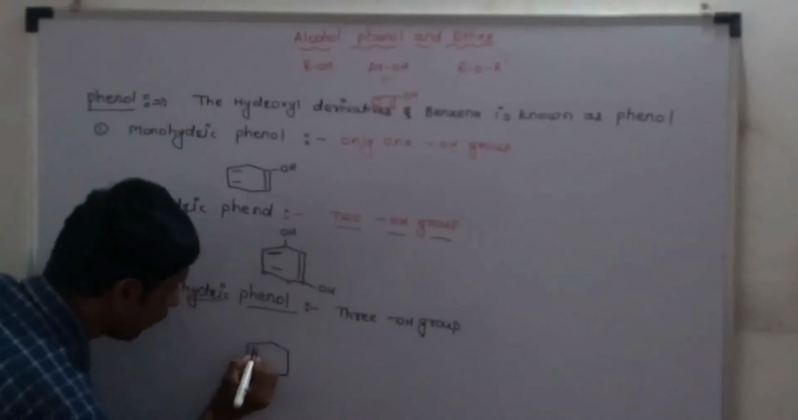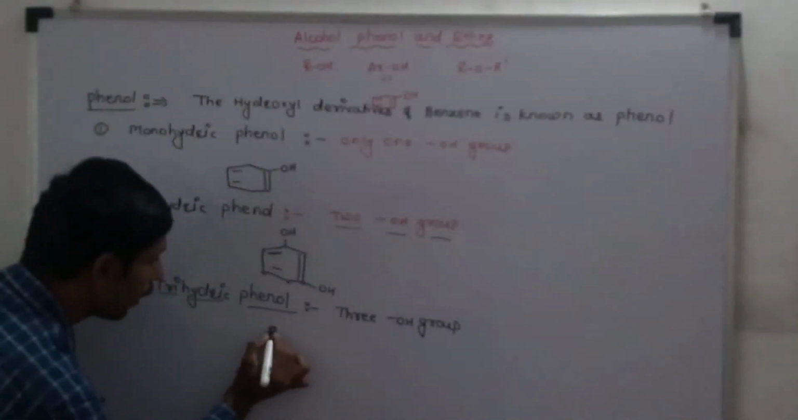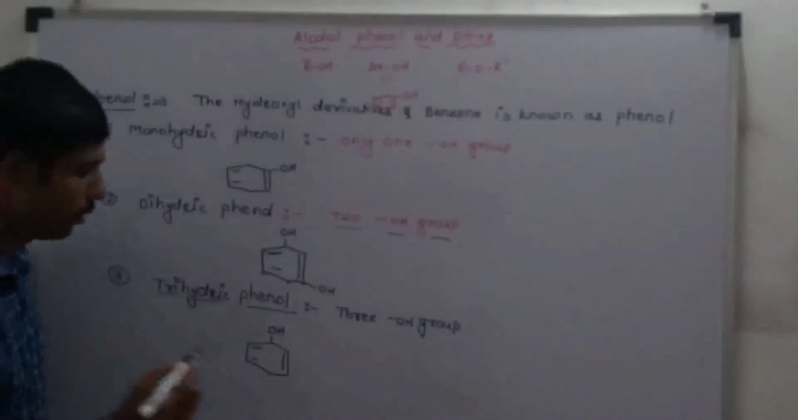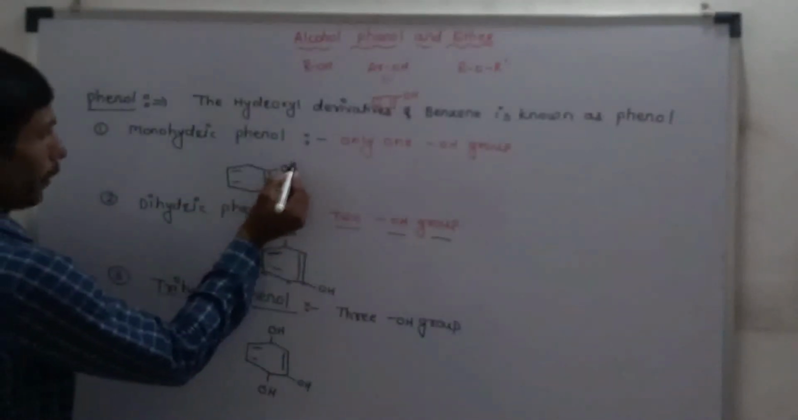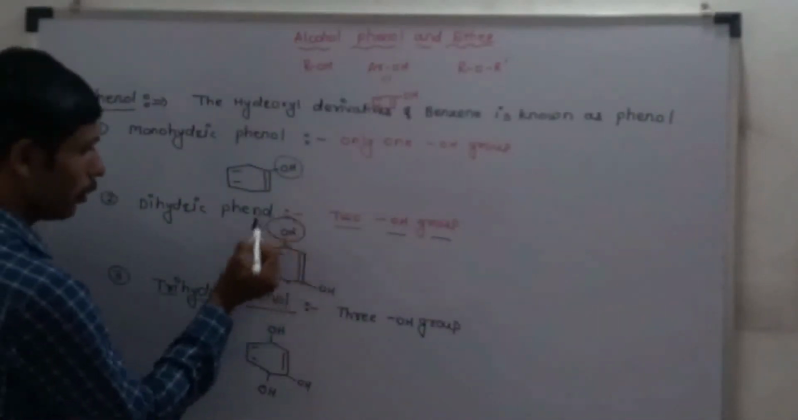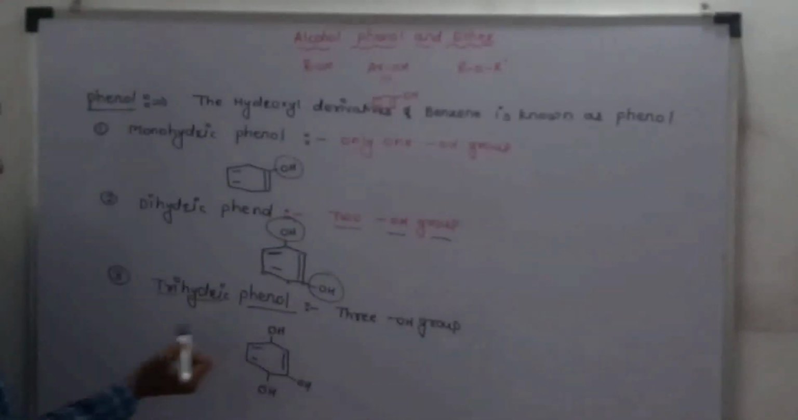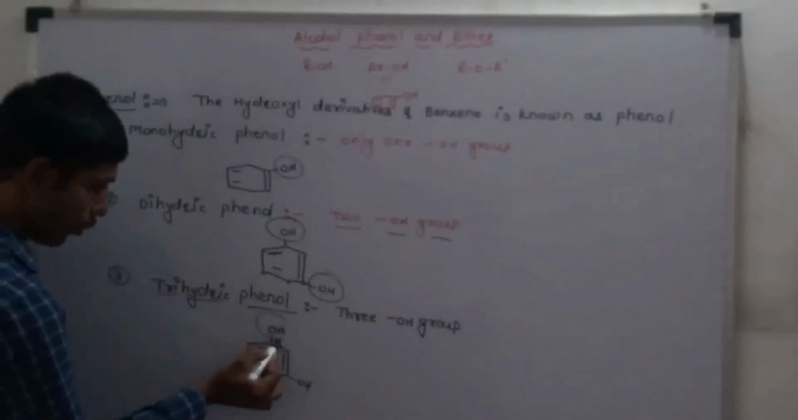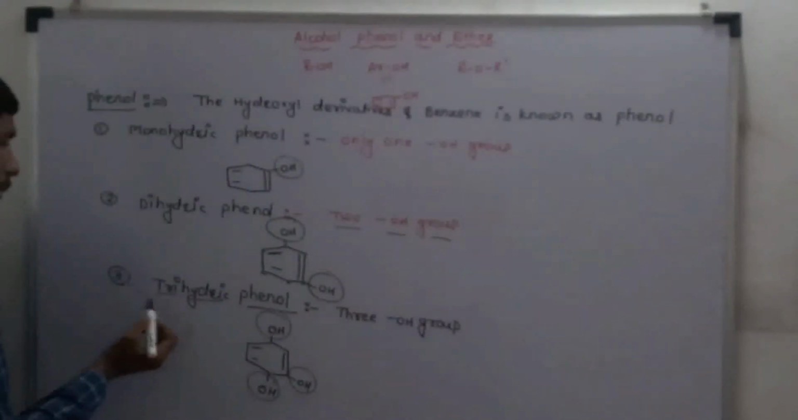Example: this aromatic structure consists of three hydroxyl groups. The first structure consists of only one OH group, the second of two OH groups, and the last, trihydric phenol, of three hydroxyl groups.